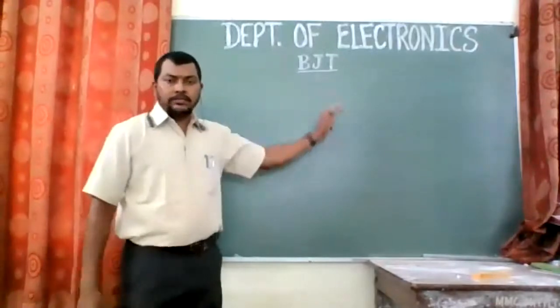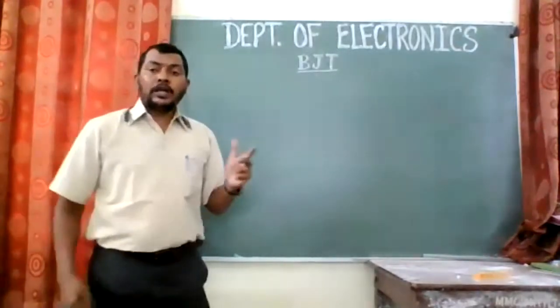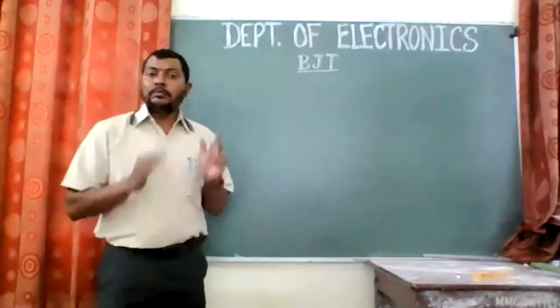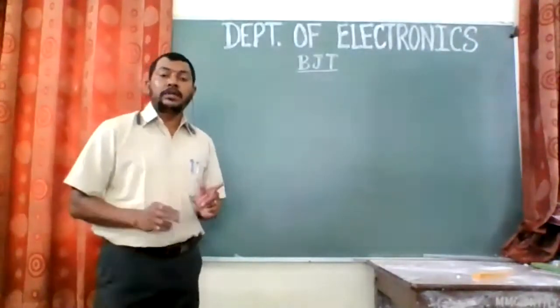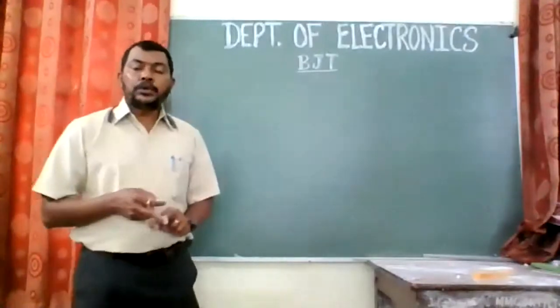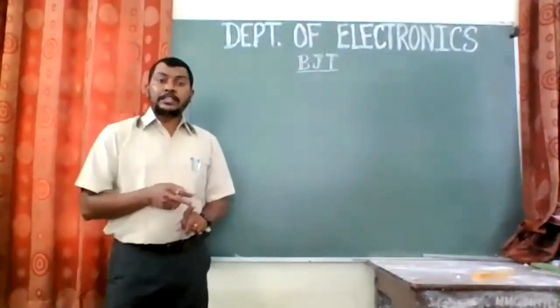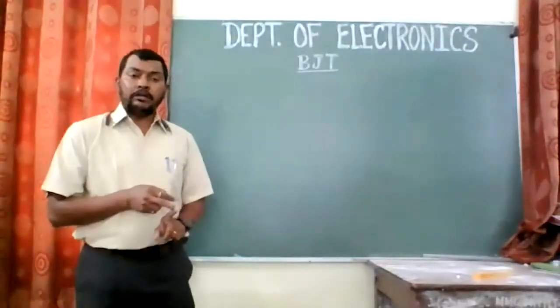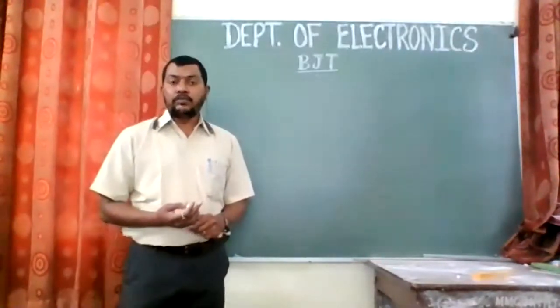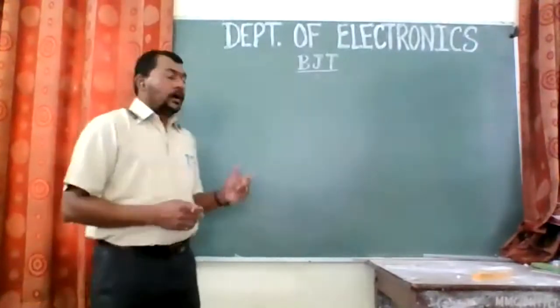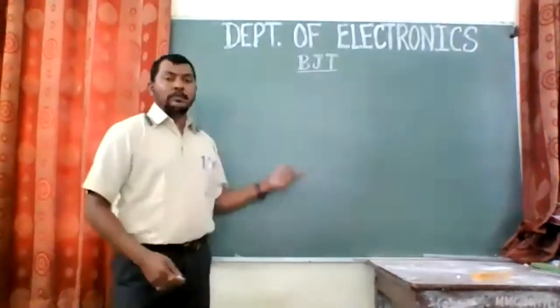We have seen all these configurations and compared them, and we came to know that common emitter is the best configuration that we can use as an amplifier because it has low input impedance, high output impedance, and maximum current gain, from 20 to 500. It also has a maximum voltage gain, up to 500. So that is why we use the common emitter amplifier.